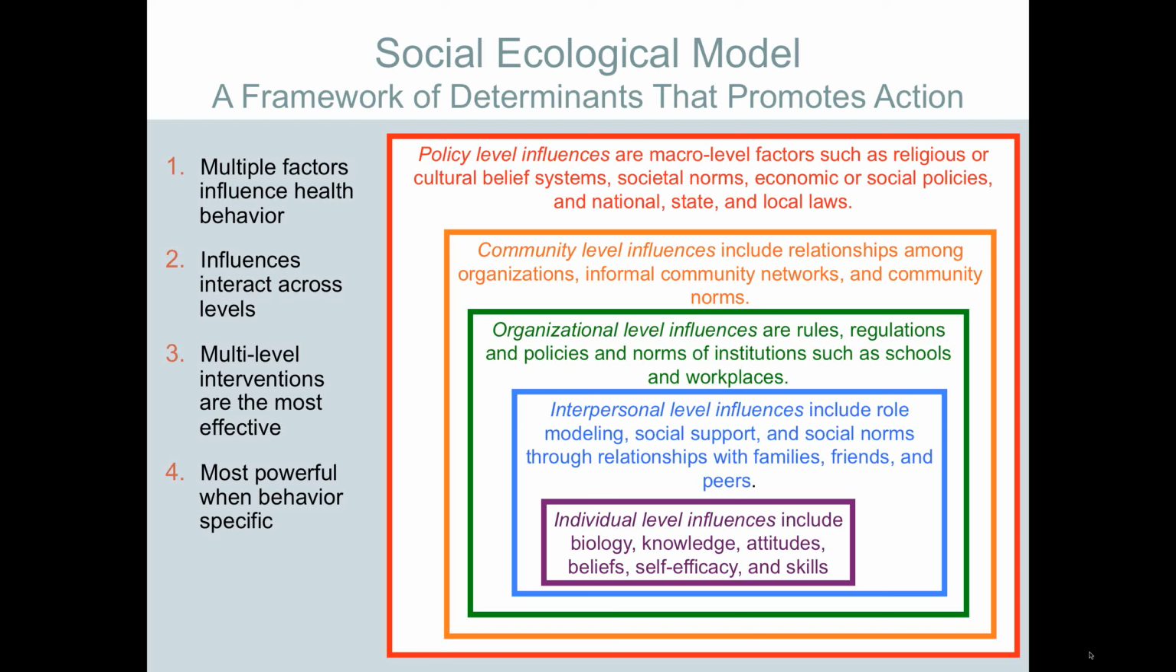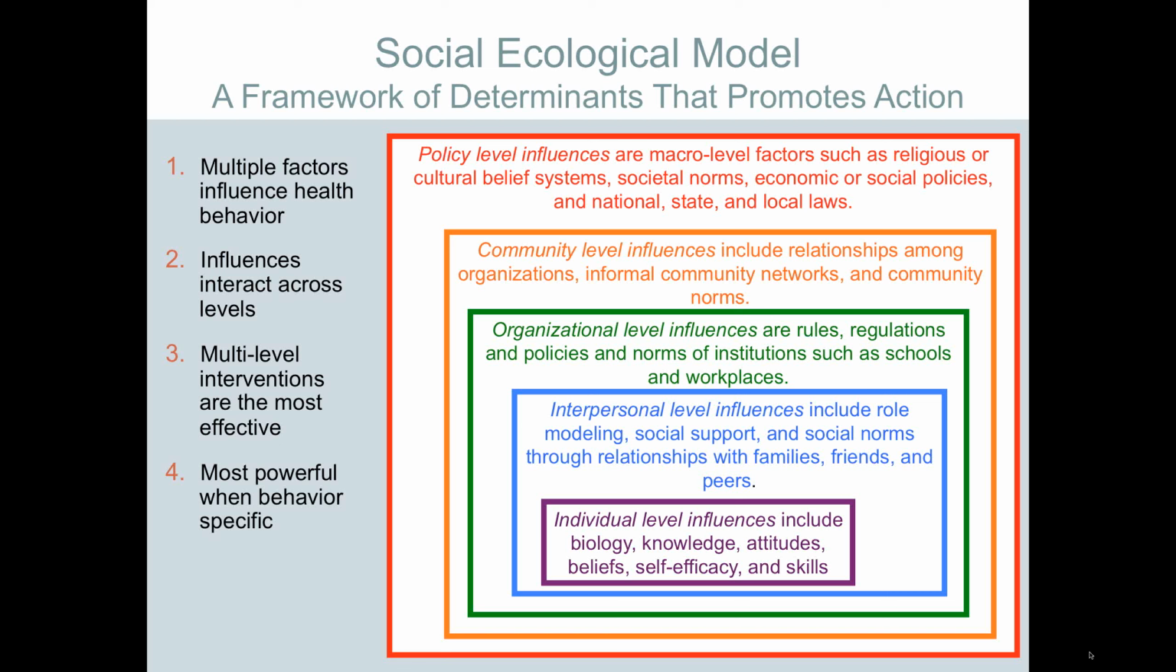The social ecological model is a framework that pulls together factors across different levels, and the graph shows the different levels of the model, starting off at the first level with the individual level, which includes influences like biology and genetics, and individuals' knowledge, their attitudes, their beliefs, their sense of self-efficacy, the skills and competencies they have. And so at the individual level, those are the kinds of factors that can affect health.